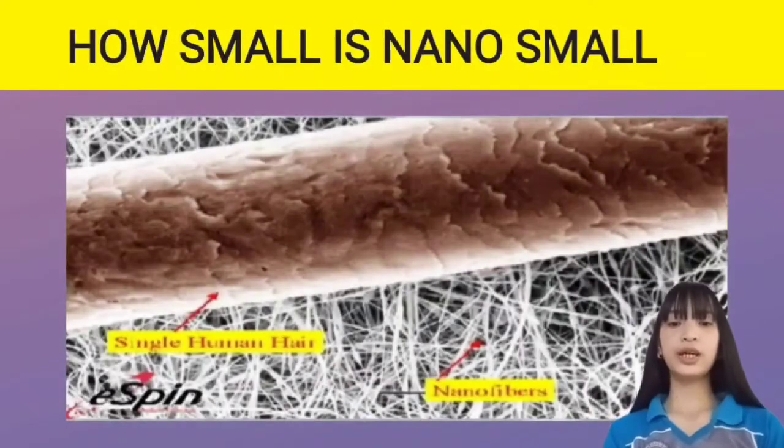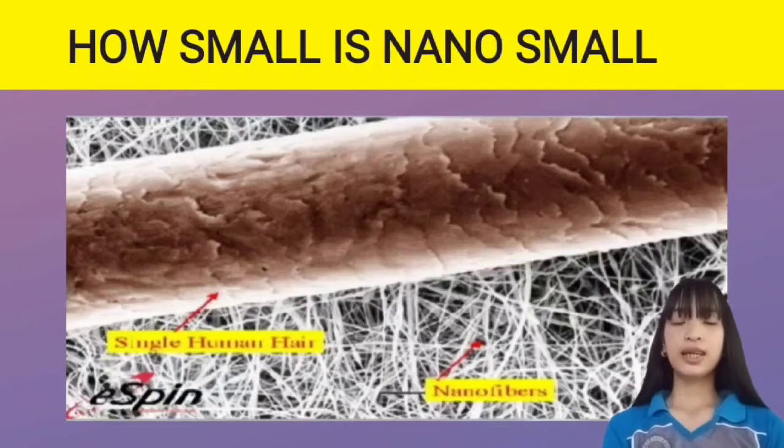We have also here another example. A single human hair. Though it's a tiny single human hair, it contains nanofiber and has approximately 80,000 to 100,000 nanometers.